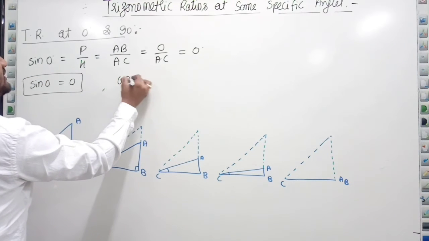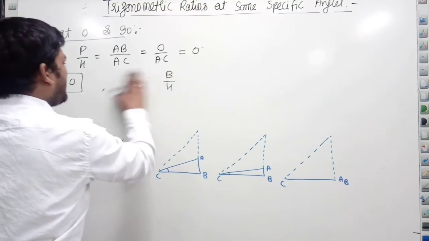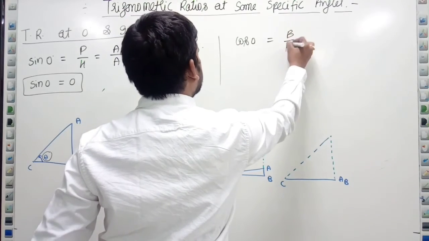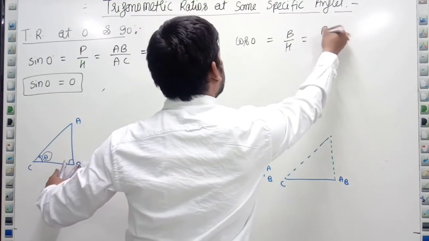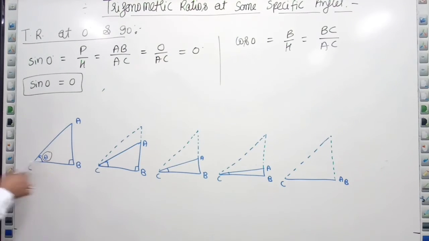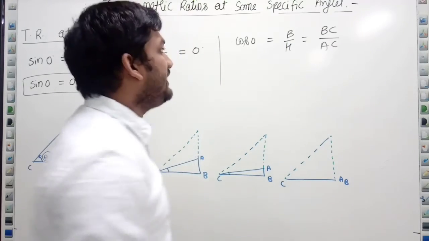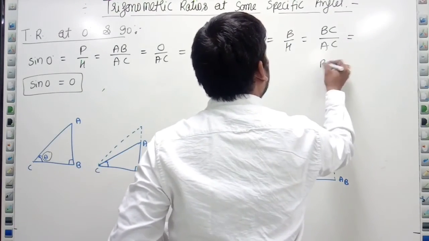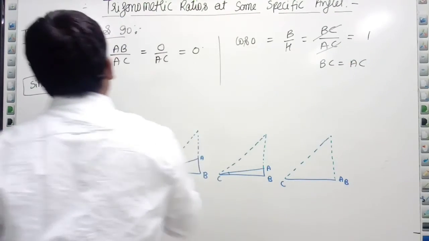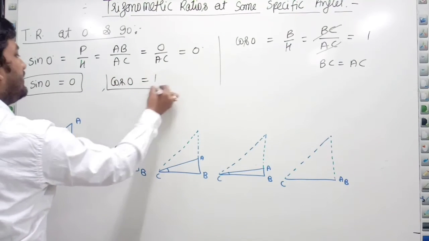When I talk about cos 0, cos is what? Base upon hypotenuse, or I am writing it here. Cos 0 is base upon hypotenuse. What is base? BC. Hypotenuse is AC. To make this angle 0, you can say BC and AC are coinciding, so these two lengths are equal. Coincide means equal. So this is equal to 1. So we write cos 0 equal to 1.